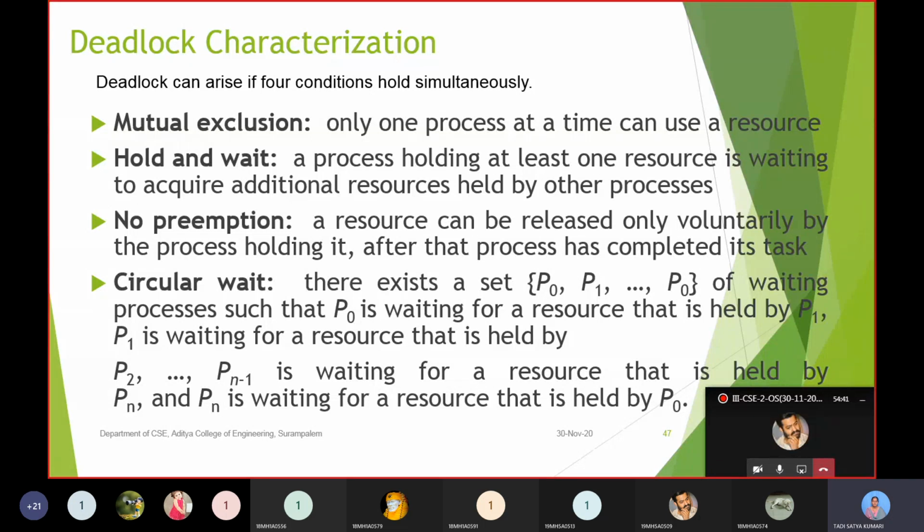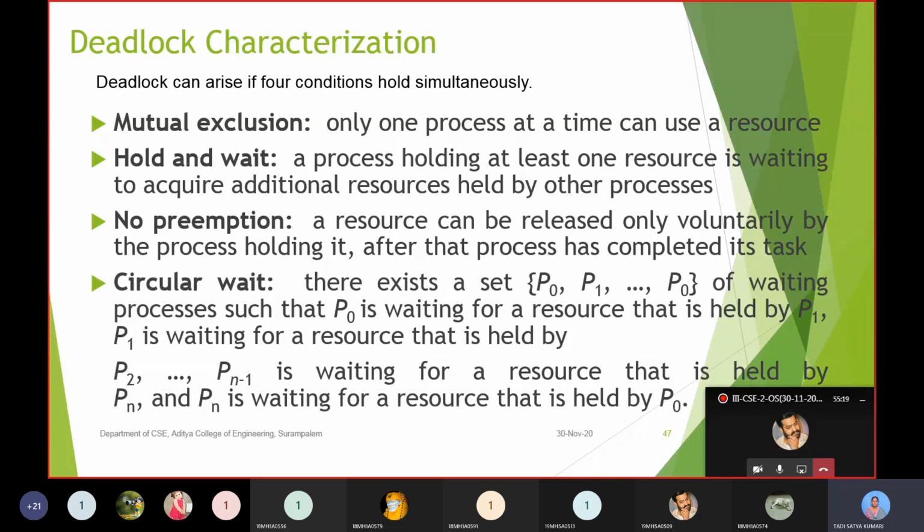If all these four conditions, mutual exclusion, hold and wait, no preemption and circular wait, are satisfied at the same time, then we say that there is a chance of occurrence of deadlock in the system. Please remember these four side headings. Tomorrow again I will ask you: mutual exclusion, hold and wait, no preemption and circular wait. These four are the important characteristics that should hold simultaneously for the occurrence of deadlock, also called deadlock characterization.